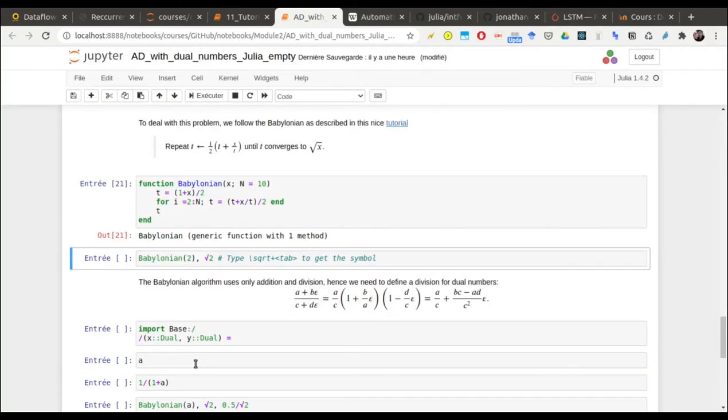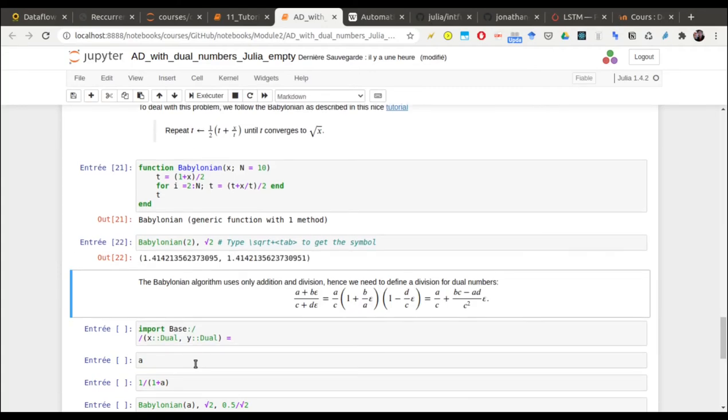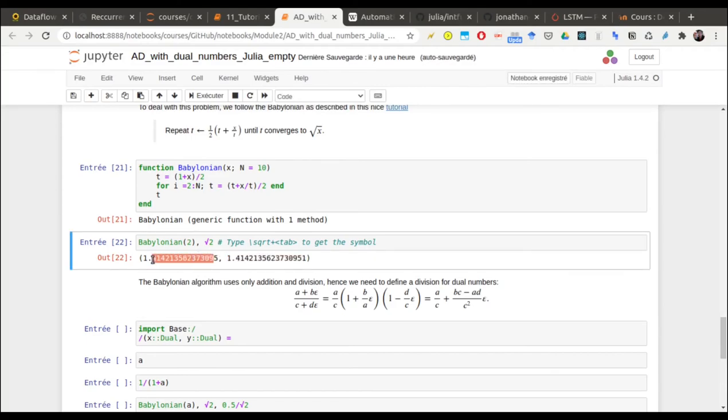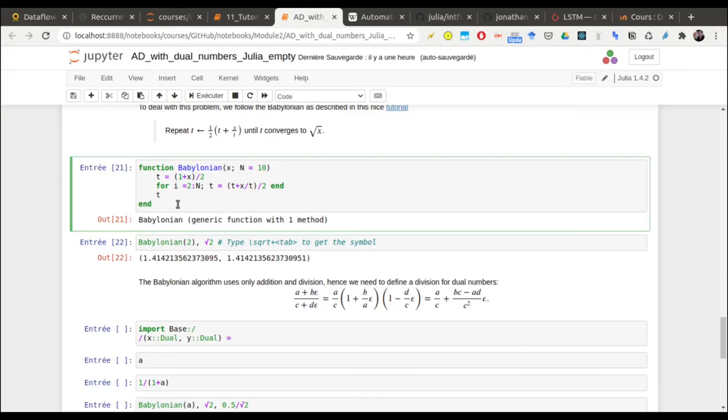Okay, so let's check that this is working. You see that I'm doing only 10 iterations here. It's already giving me a very good result. So this square root of 2 is the built-in square root function in Julia. So this is if you want the real value of square root of 2. And this is the one computed by my Babylonian function.